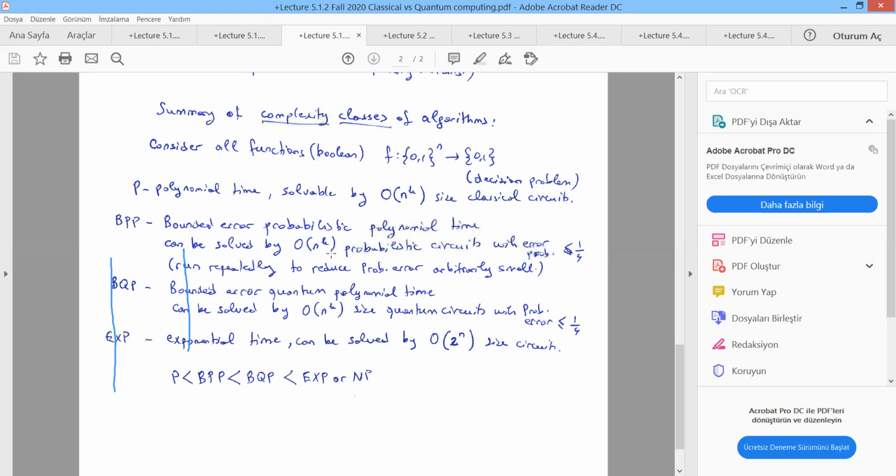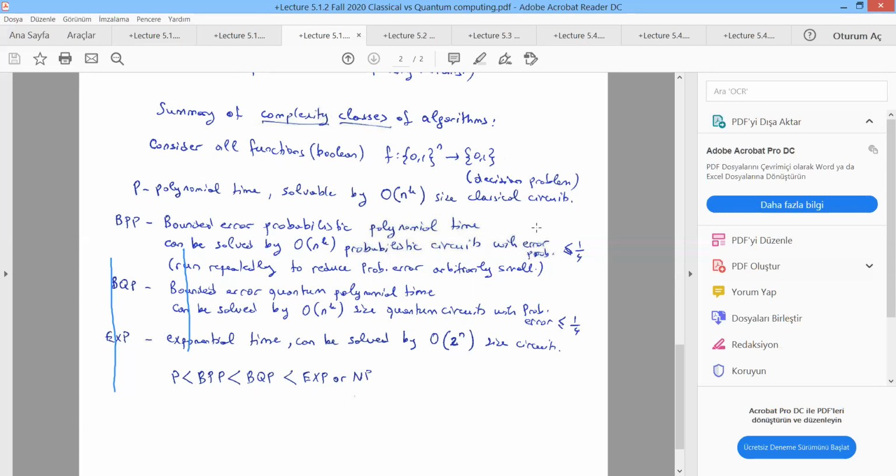Let's consider all Boolean functions that map the 0, 1 strings of size n to a 0, 1 bit. This is a decision problem because this function is mapping all the 2 to the n possible strings of 0 and 1 to a single bit, 0 or 1. So this is called the decision problem. Let's consider this problem. We can consider four kinds of complexity classes.